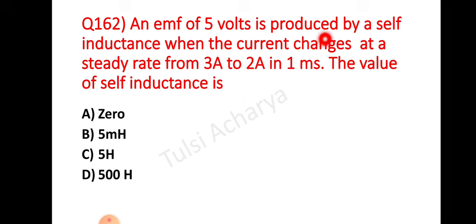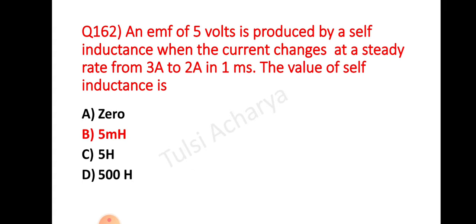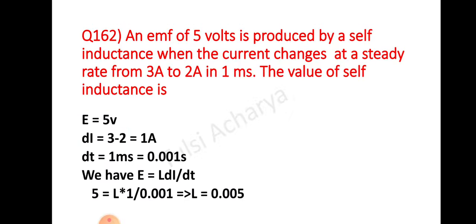An EMF of 5 volt is produced by a self inductance when the current changes at a steady rate from 3 ampere to 2 ampere in 1 millisecond. The value of self induction is, now let's solve this question. We know that E is equal to 5 volt. Change in current is 3 minus 2 is equal to 1 ampere, and dt is 1 millisecond, that is 0.001 second, and our formula is E is equal to L di by dt. By substituting all these quantities, we get L as 0.005 Henry, that is 5 millihenry. That is option choice B. 0.005 Henry means 5 into 10 to the power minus 3 Henry, that is 5 millihenry.